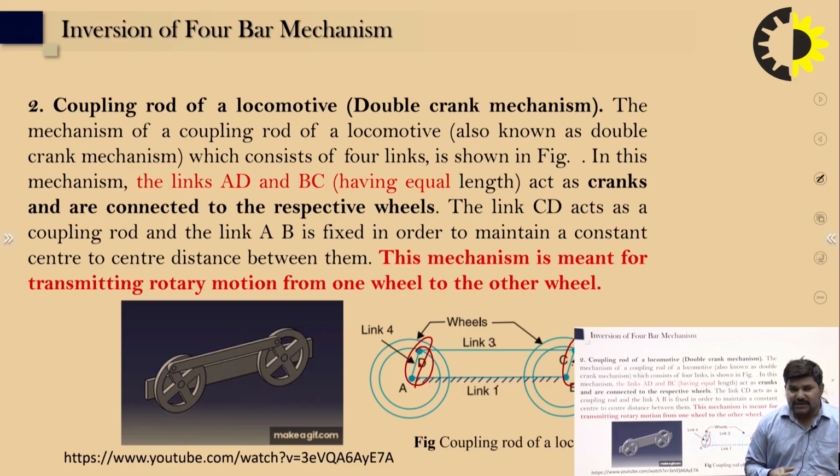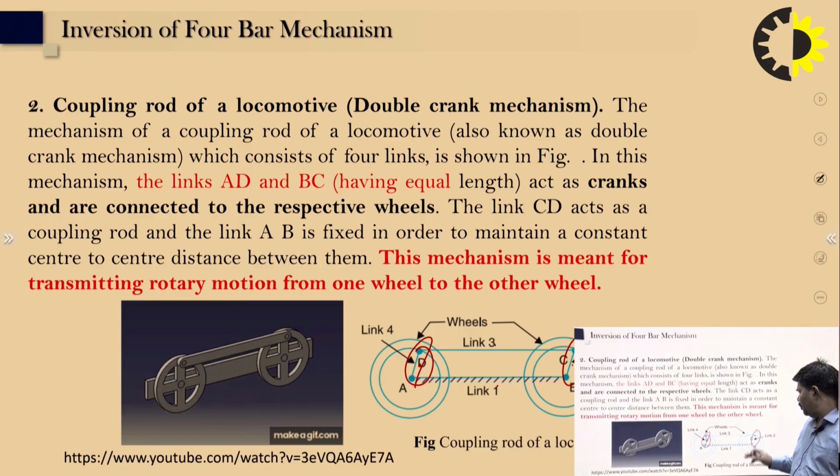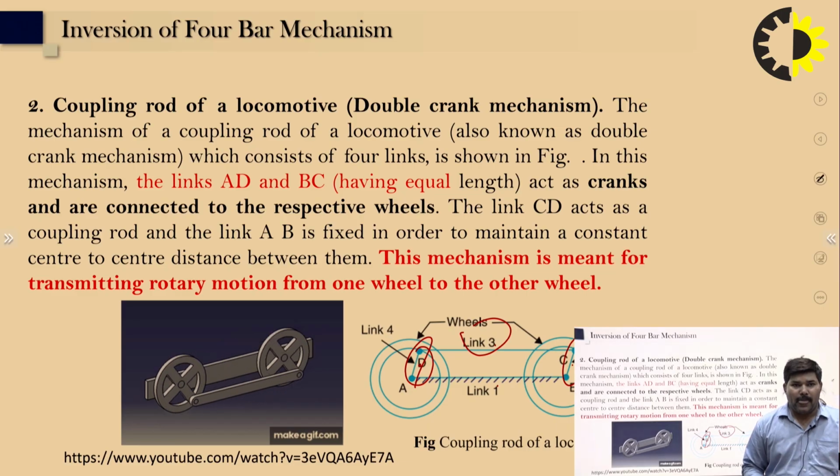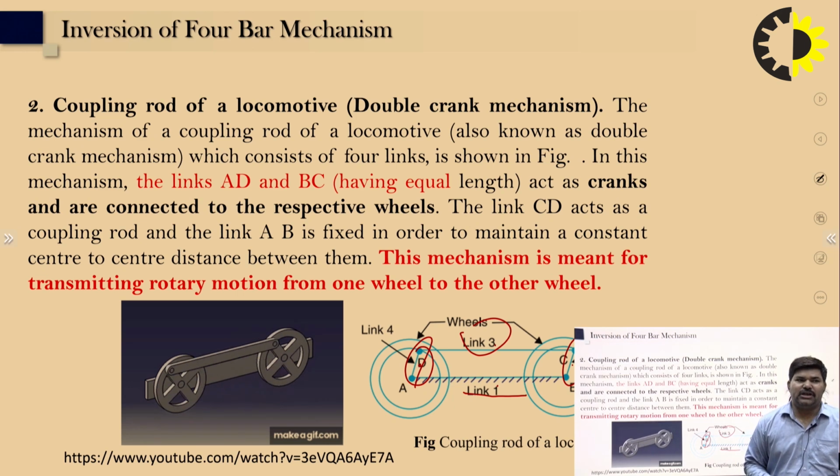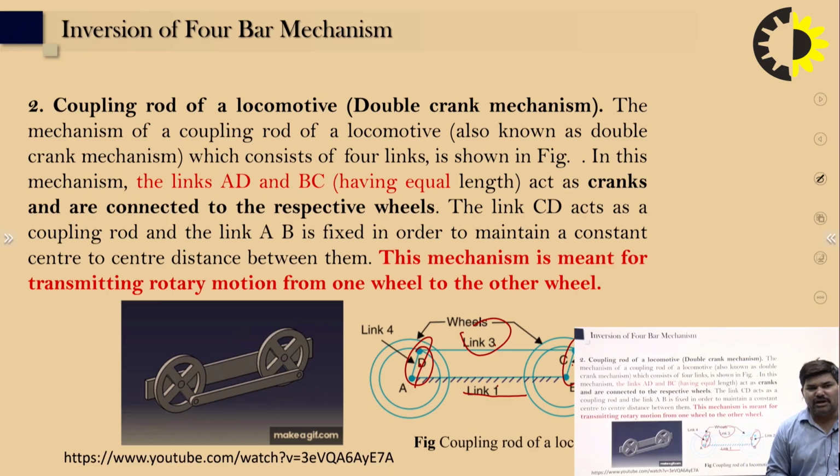So the link CD, that is link number 3, acts as the coupling rod, and the link AB is fixed as the frame. To maintain the constant center distance between them, the mechanism is meant for transmitting the rotary motion of one wheel to the other wheel.